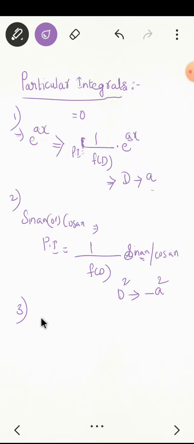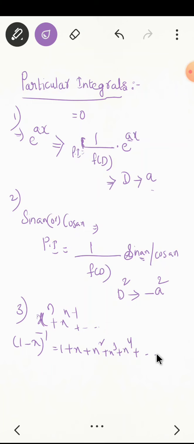Then if you have an expression with some x powers, x power n plus x power n minus 1 like this, please remember 4 different formulas, binomial expansions. 1 minus x whole raised to power minus 1 can be given as 1 plus x plus x square plus x cube plus x raised to power 4 and so on. 1 plus x whole raised to power minus 1 can be given as a minus-plus series: 1 minus x plus x square minus x cube plus x raised to power 4 and so on. This will be minus here.